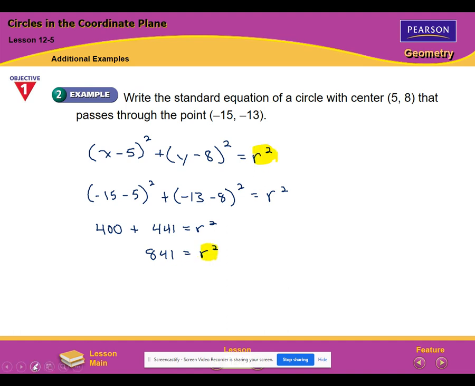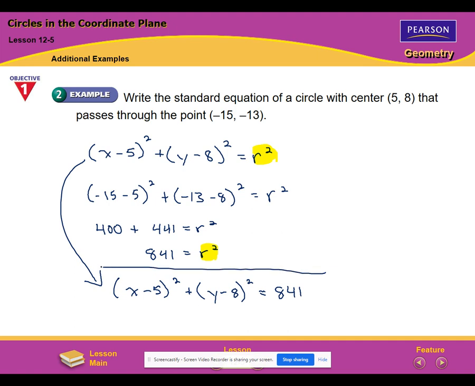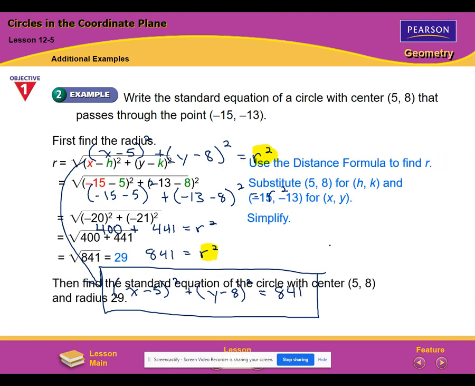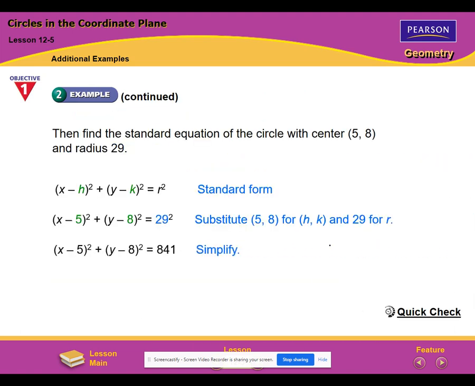Here's r squared, and here's r squared. It's equal to 841. So I'm ready to rewrite this with 841 in for r squared. X minus 5 in parentheses squared plus y minus 8 in parentheses squared equals 841. This is the correct answer. There's what I just said.